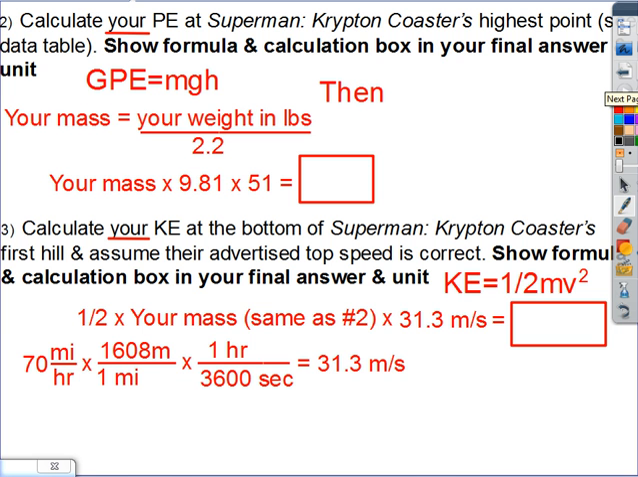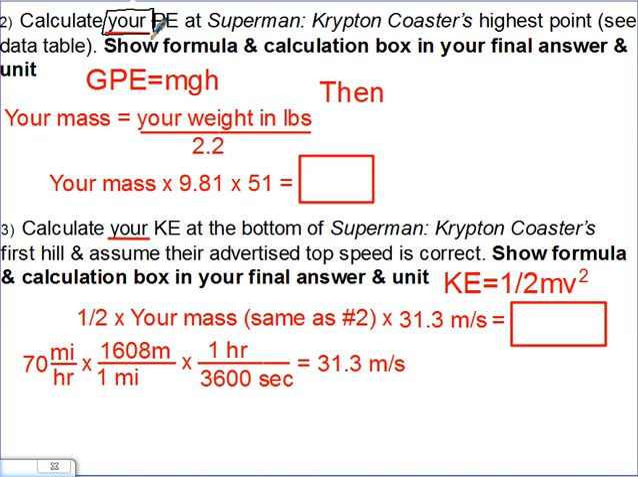Next one asks you to calculate your own personal gravitational potential energy. So this is for you. So that's why you're going to use your weight. You're going to need to convert your weight into mass first by taking your weight in pounds, dividing it by 2.2, and then that's going to give you your mass.